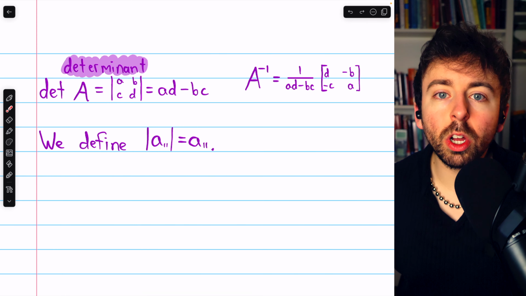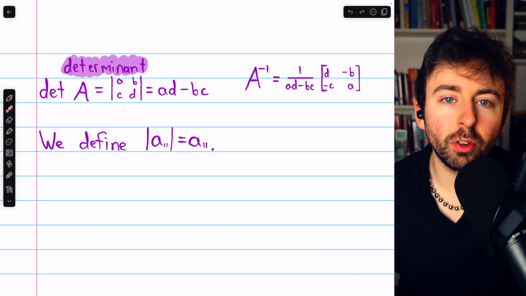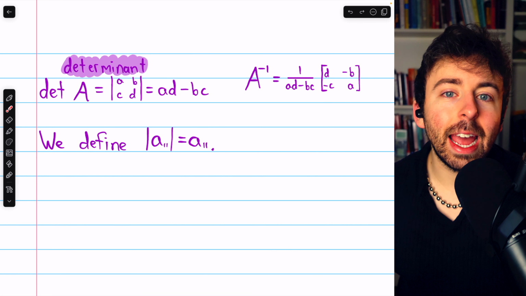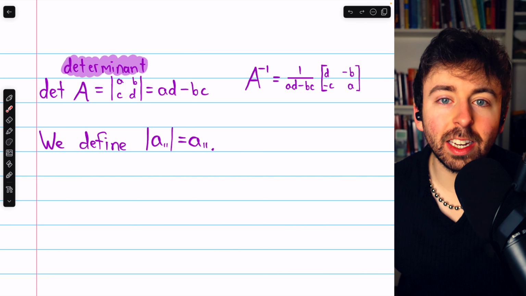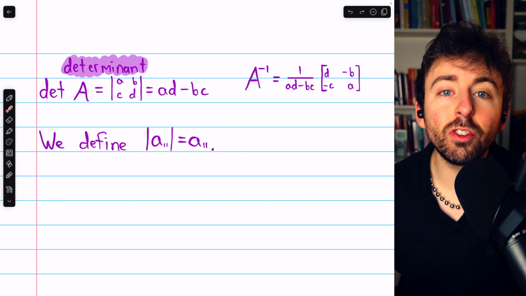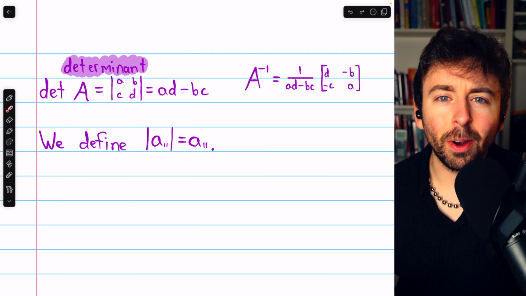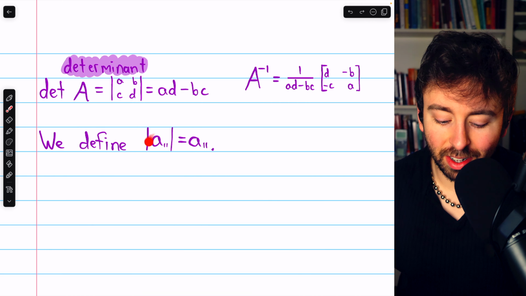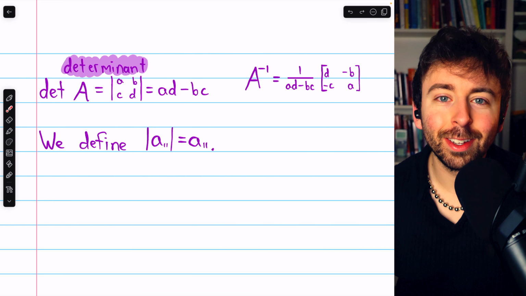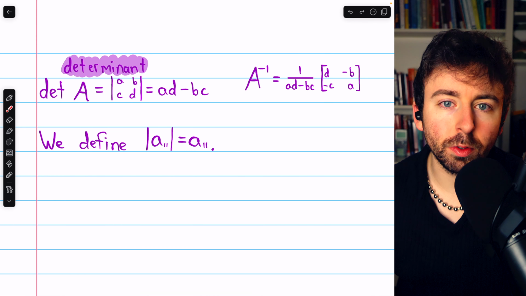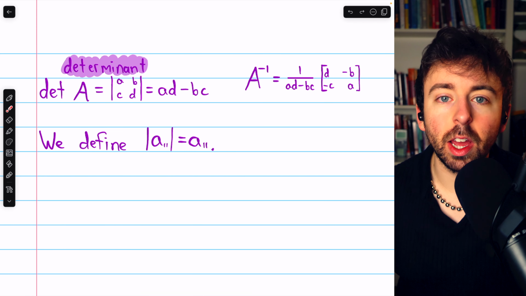In this video, we'll go over the cofactor definition of the determinant for a square matrix of any size. And in doing so, we take a significant step towards finding the general formula for the inverse of an invertible matrix. Also, we'll define the determinant of a single entry to just be that single entry. Okay, let's talk about what minors and cofactors are, and then we'll see the definition of the determinant.